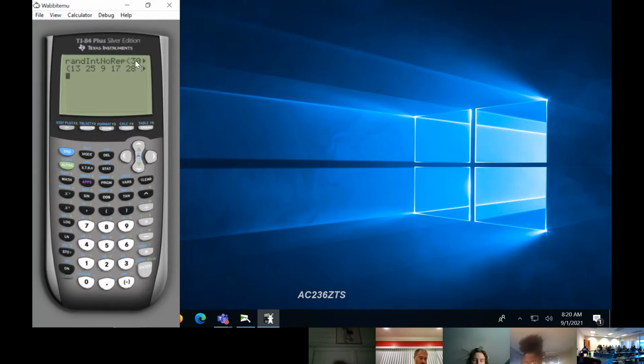So does that help? You type in the number, and then the number that you want. With the TI-84 Plus, you type in the minimum number, which would be 1, the maximum number, which would be 30, and then how many random selections you want, which would be 5. Everybody good? That's how you do those two questions.